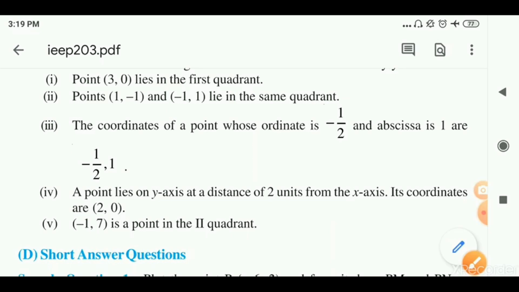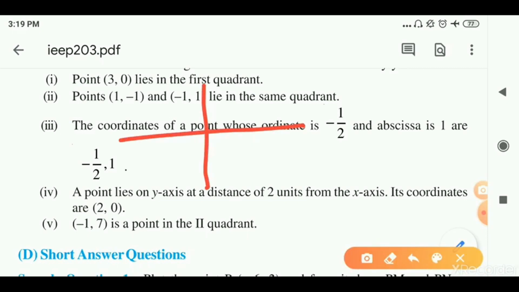Next, that is the fourth part. Here we are given: a point lies on the y-axis at a distance of 2 units from the x-axis. Its coordinates are (2, 0). Let me draw a graph. Here we are given a point lying on the y-axis. Definitely you can see that this is y, this is y dash. So the point should lie on this axis. Got it? And it is 2 units from the x-axis.